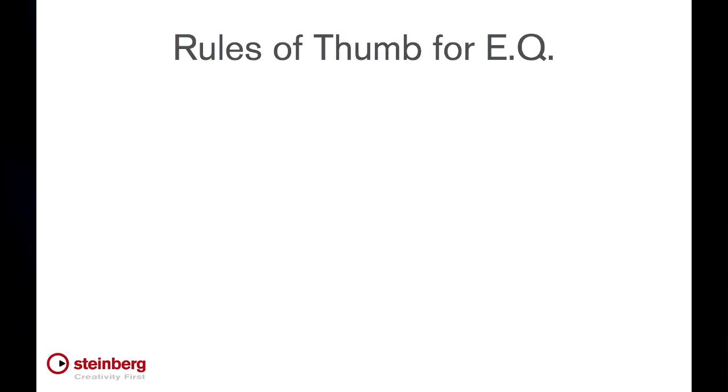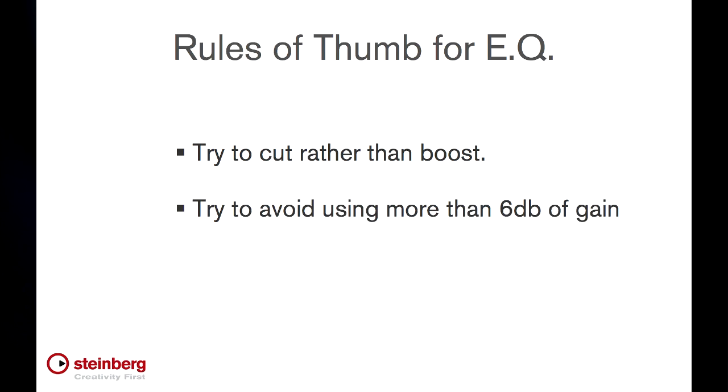Now, here are 2 rules of thumb for using EQ. If possible, try to get the sound you want by cutting rather than boosting. This will leave you with a cleaner mix when you're finished. Second, try to avoid using more than 6 decibels of gain unless you're trying for an extreme effect. If you have to use a lot of EQ to fix the tone, you can probably get a better sound by using a different microphone or a different microphone placement.